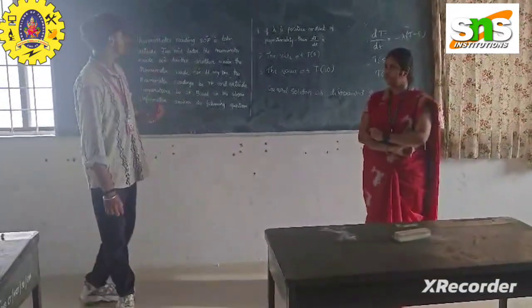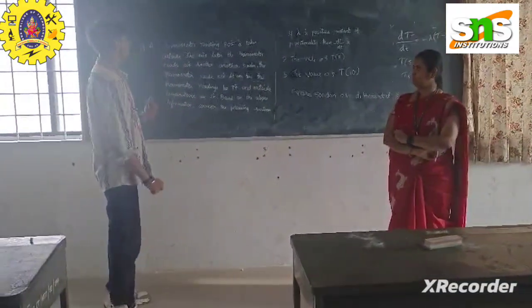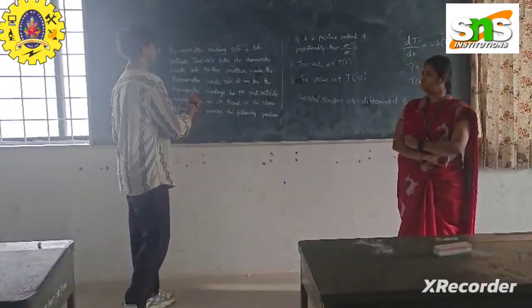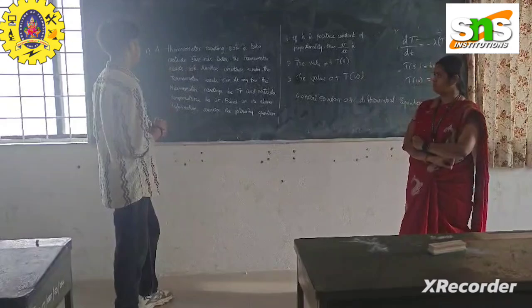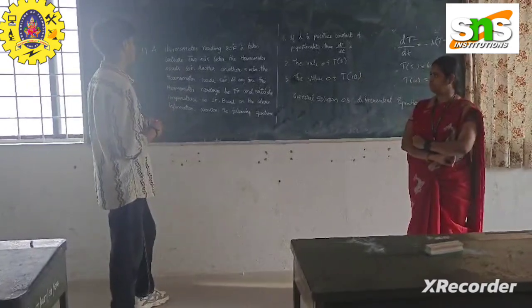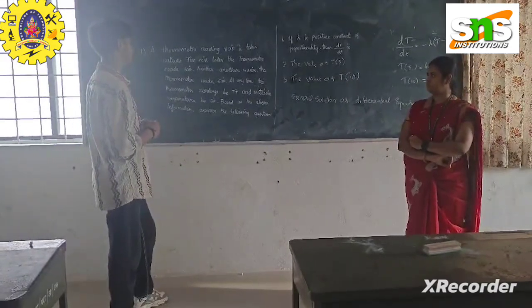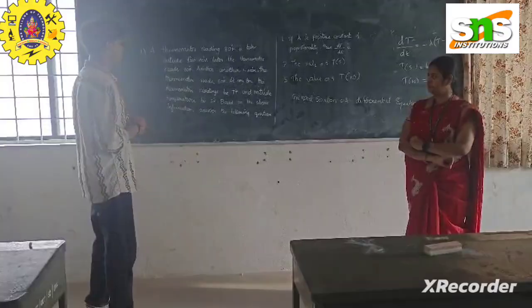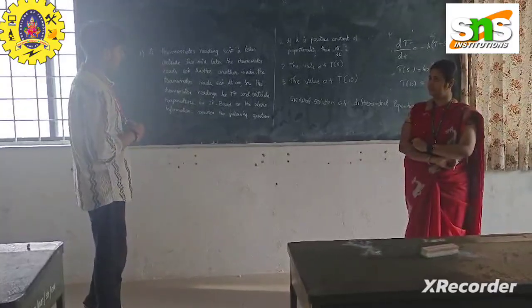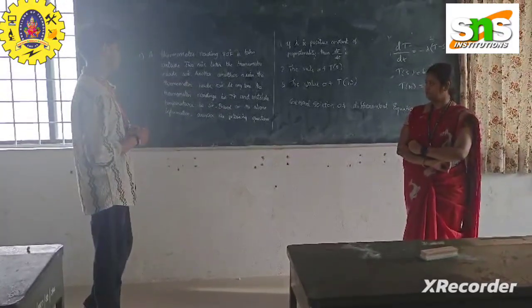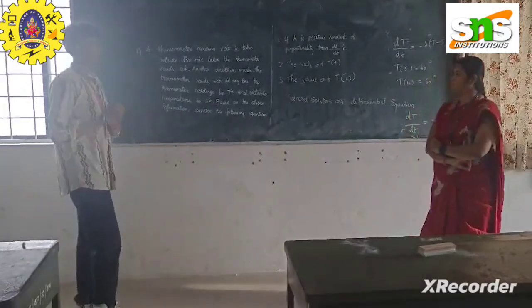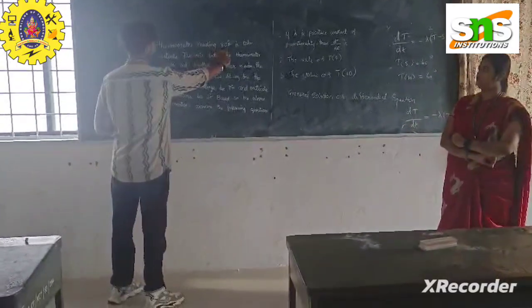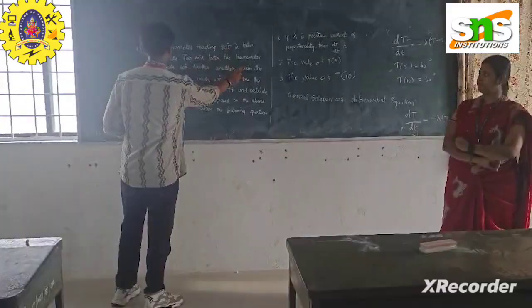So I am going to explain this question. A thermometer reading 80 degree Fahrenheit is taken outside. 5 minutes later, the thermometer reads 60 degree Fahrenheit. Another 5 minutes, the thermometer reads 50 degree Fahrenheit. At any time, the thermometer reading will be T degree Fahrenheit, and the outside temperature will be S degree Fahrenheit. Based on the above information, answer the questions. The key points are the 80 degree Fahrenheit, and 5 minutes later the thermometer reading.